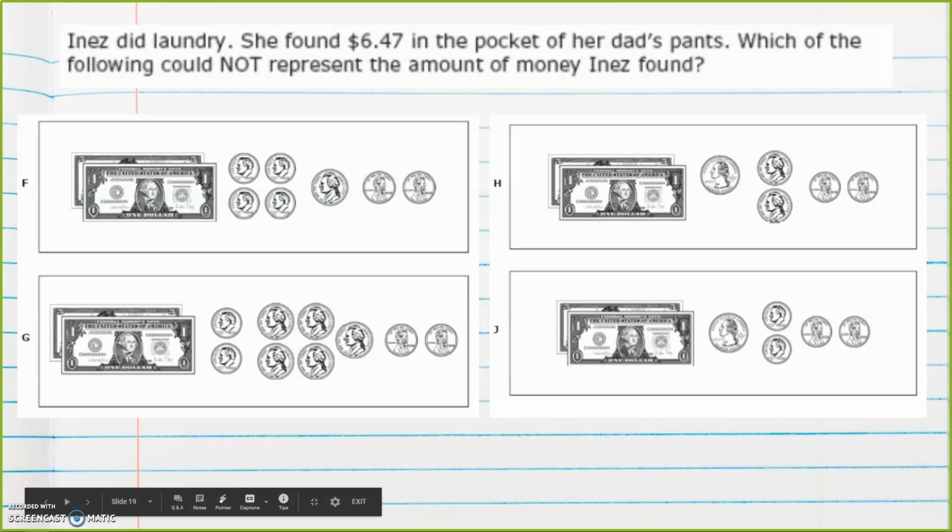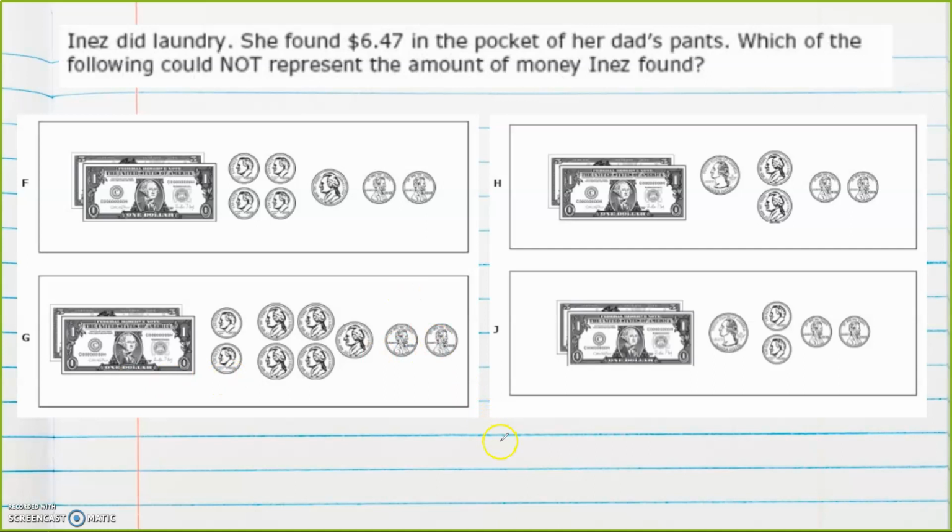Let's go ahead and read our question, guys. Inez did laundry. She found $6.47 in the pocket of her dad's pants. Which of the following could not represent the amount of money Inez found?